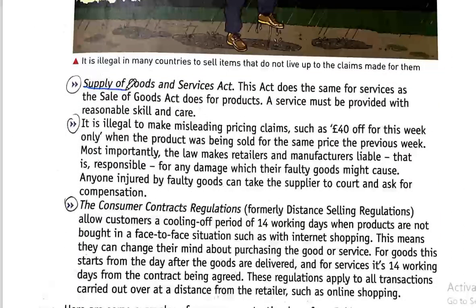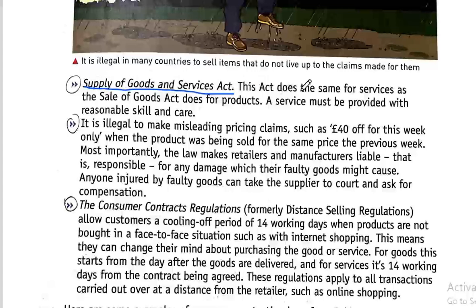Then the Supply of Goods and Services Act. This act does the same for services as the Sale of Goods Act does for products. A service must be provided with reasonable skill and care. So if I'm providing services, I must make sure that not only the products are perfect, but also the services are being done by skillful experts, and done in a perfect way. It is illegal to make misleading pricing claims. So here it's illegal to manipulate or mislead the consumer regarding the prices.